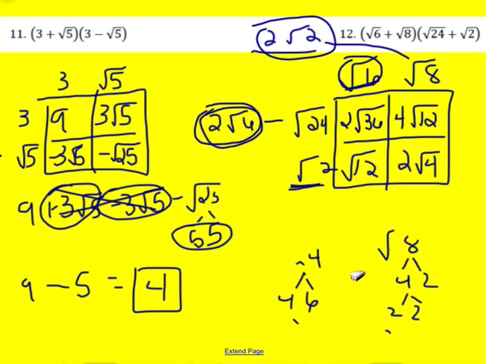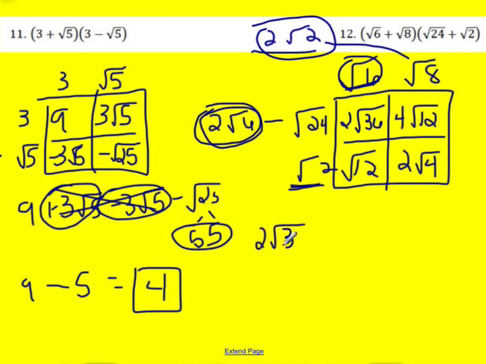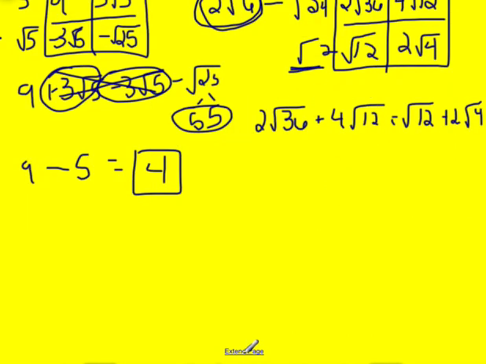So now I'm going to go ahead and write all those terms out so I can simplify them. So I have 2 times the square root of 36 plus 4 square root of 12 plus the square root of 12 plus 2 square roots of 4. So let's go ahead and simplify that. Well, 36 I can break down to 6 and 6. So I end up getting a pair of 6s. So that's going to be 2 times the square root of 6 times 6.